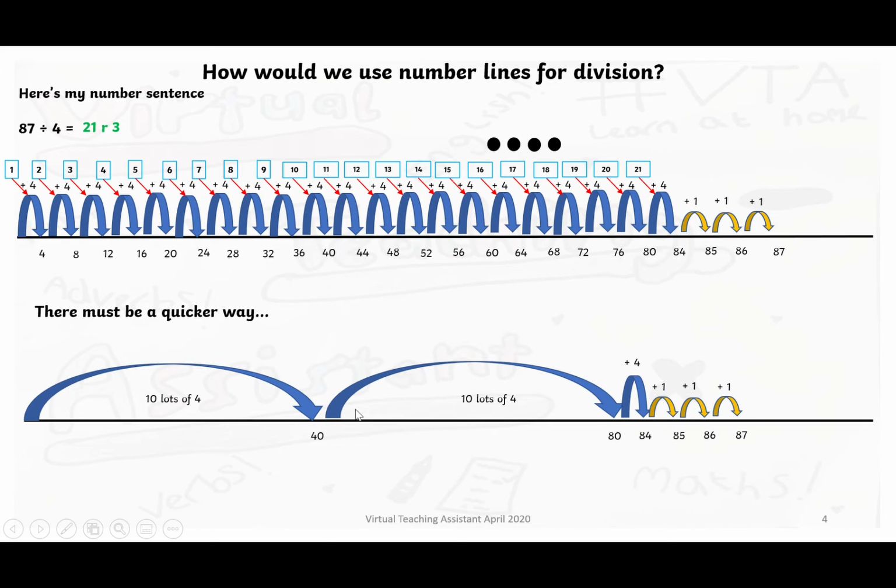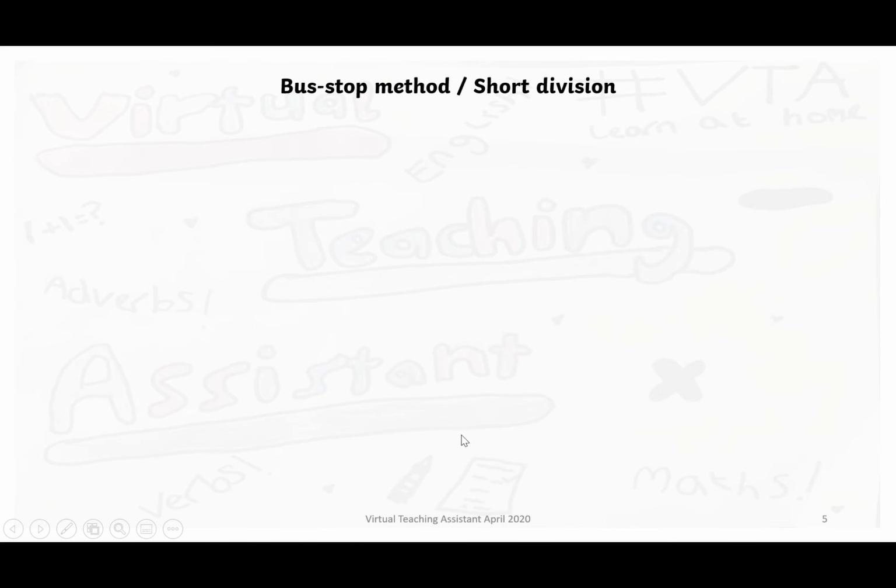Now what I need to do when I'm counting these jumps is remember that this is 10 4s. So there's 10 4s, 20 4s, 1. So that's 21, remainder 3. Exactly the same answer. Next is my bus stop method, short division.